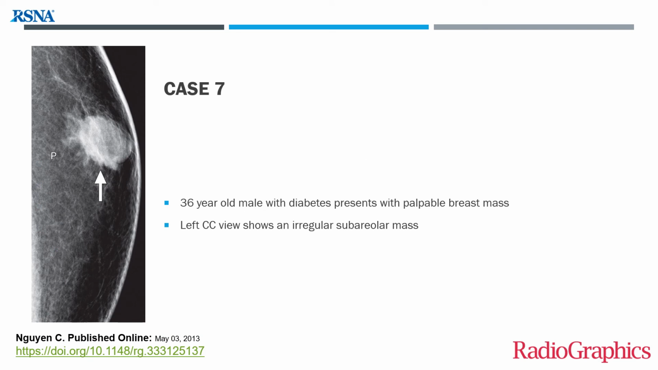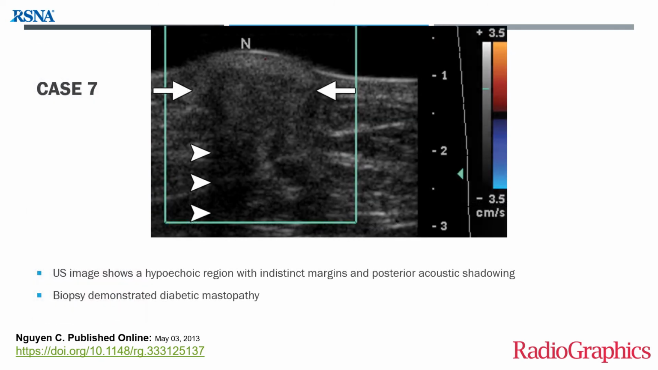In case 7, we have a 36-year-old male with diabetes, and he presents with a palpable breast mass. Left CC view shows an irregular subareolar mass. Ultrasound image shows a hypoechoic region with indistinct margins and posterior acoustic shadowing. Biopsy demonstrated diabetic mastopathy for this patient.